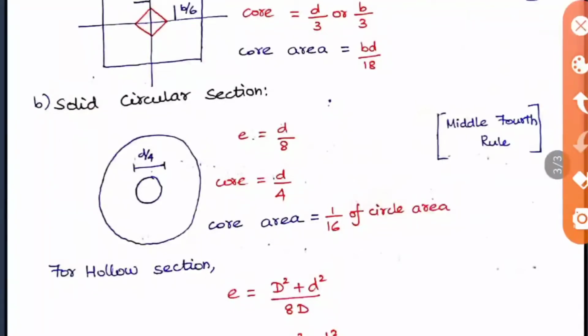If you see, the side of this rhombus is D by 3, but this length and this length are D by 6. That is what we call the eccentricity, and the sides of that core area are given as D by 3. Okay, so here the core area is 1 by 16 of the circle area, and for the hollow section E is D square plus d square by 8D, and the core is D square plus d square by 4D. So it is just expressed in that way. This is called the middle fourth rule, because the core is by 4, whereas in the previous case we saw the middle third rule.